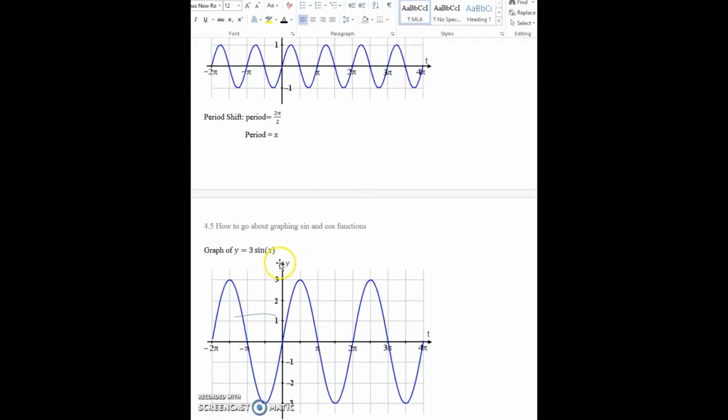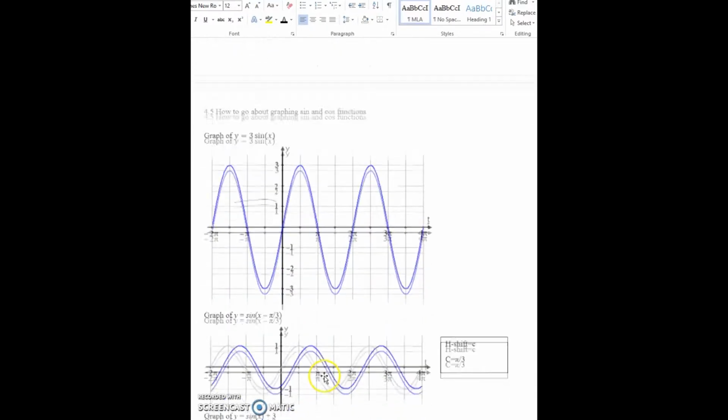Graphing with an amplitude change is much simpler because all that changes is the height of the wave. In this example, the maximum becomes positive 3 and the minimum becomes negative 3.